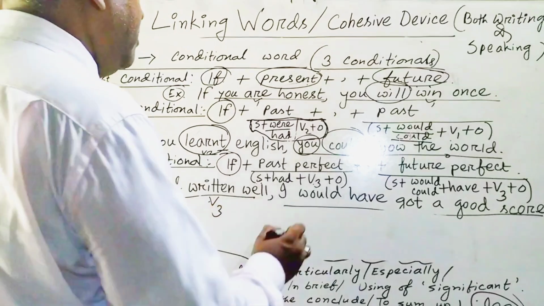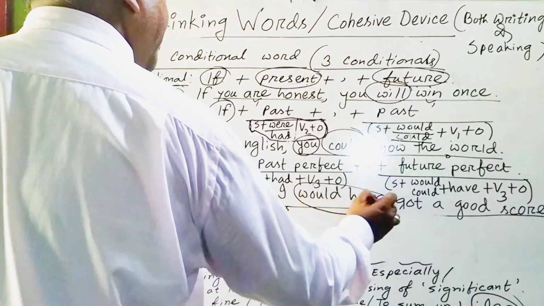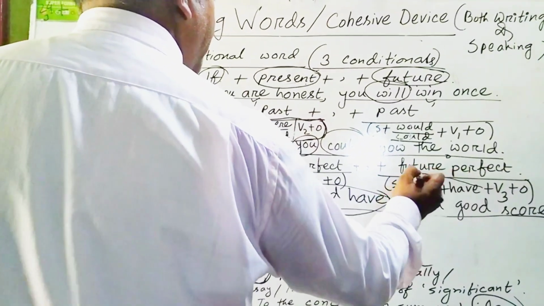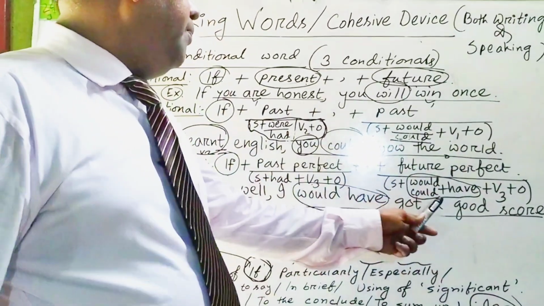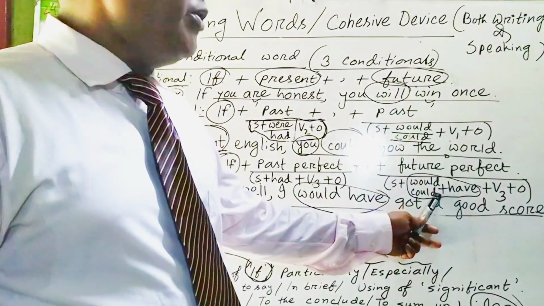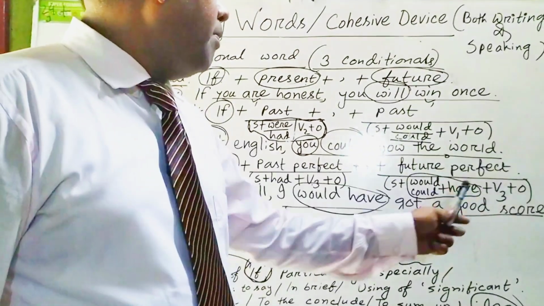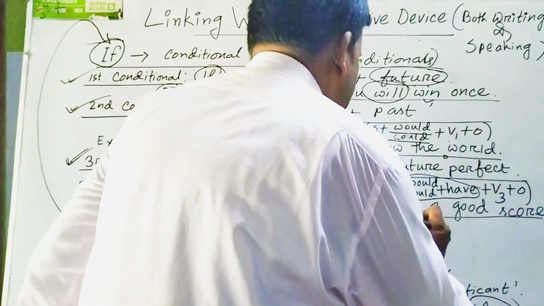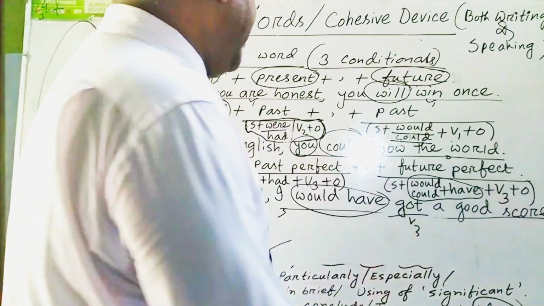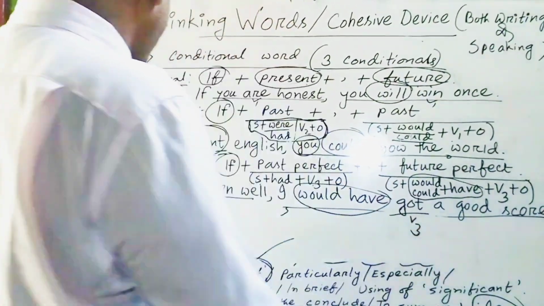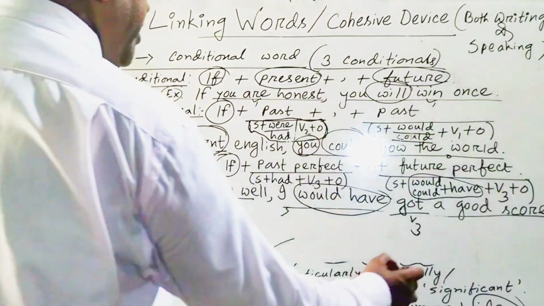If I had written well, then you can address it this way: subject plus would have, should have, could have, might have. Here I have also written it to understand clearly: modal auxiliary. This is the future perfect. Would have, should have, could have, might have. You understand? Would have, should have, could have, might have এর পরে কি বসাবো? Verb 3. Get, got. This is verb 3. If I had written well, আমি যদি ভালো করে লিখতাম, I would have got a good score in IELTS.